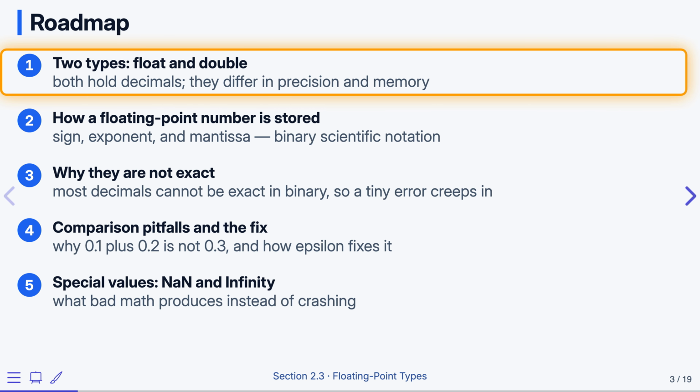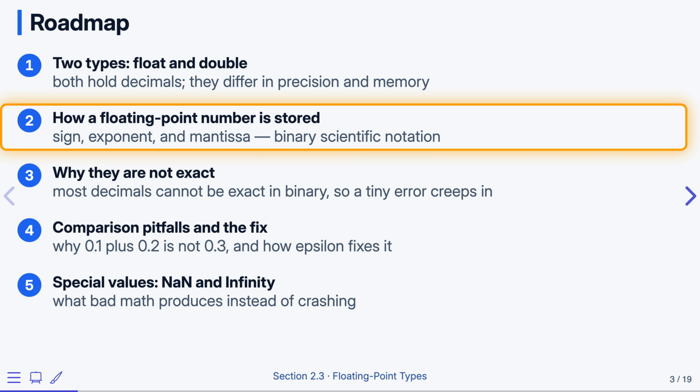Here is the plan for this video. First, we meet the two floating point types, float and double. Both hold numbers with a decimal point. They differ in precision and in how much memory they use. Next, we look at how a floating point number is stored. You will see the sign, the exponent, and the mantissa. This is binary scientific notation packed into the bits.